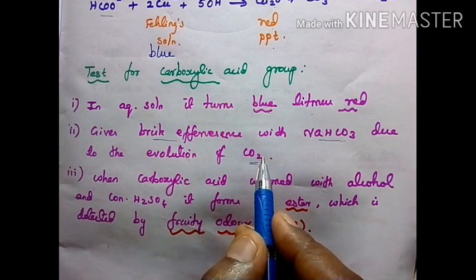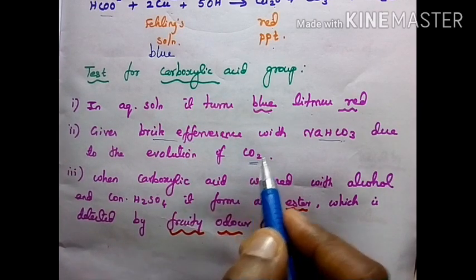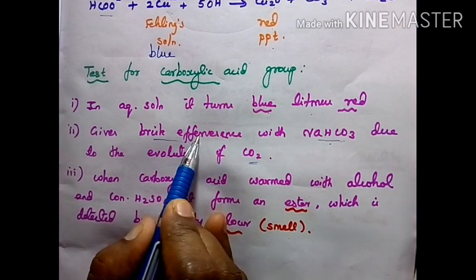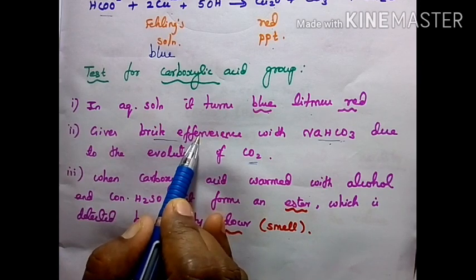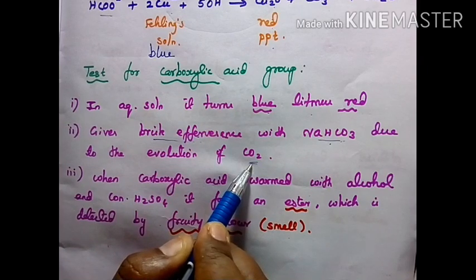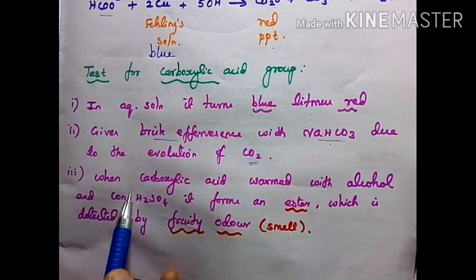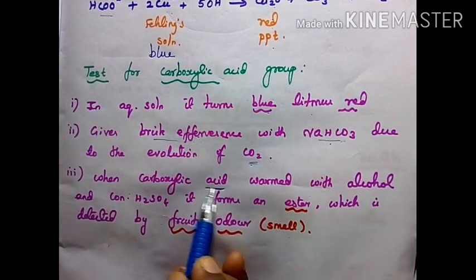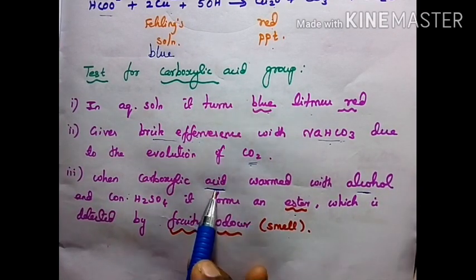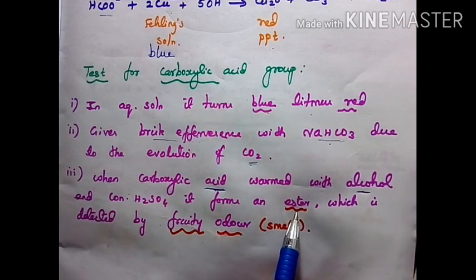If a carboxyl group, that is acid, is present in your substance, and you add sodium bicarbonate, it gives a brisk effervescence. This shows the presence of carboxylic acid. This brisk effervescence is due to the evolution of carbon dioxide. Next test: carboxylic acid, any acid, reacts with alcohol, it forms an ester. This process is called esterification.